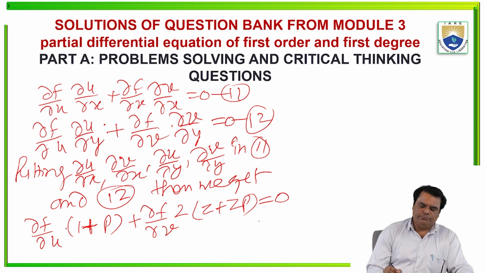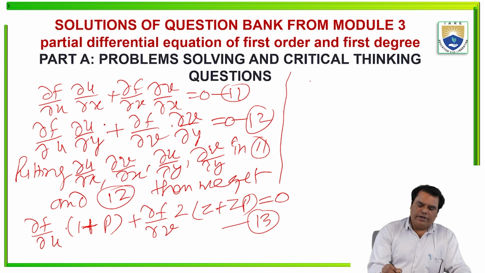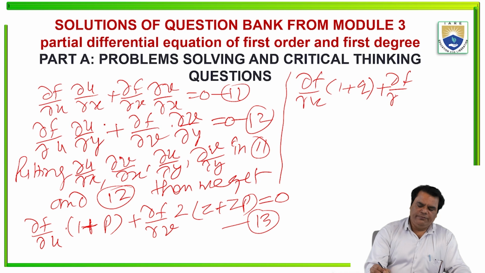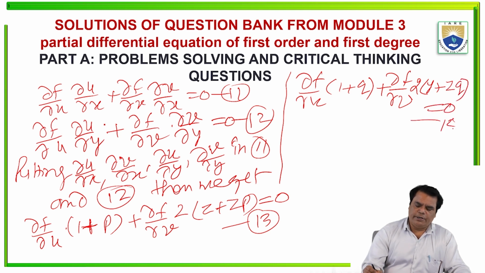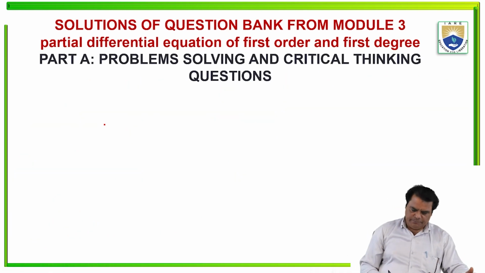This equals 0. This is equation 13. Now, ∂f/∂u, and here putting 1 plus q, plus ∂f/∂v, putting here 2 into (z plus y plus z q). This equals 0. This is equation 14. Now solving equations 13 and 14.